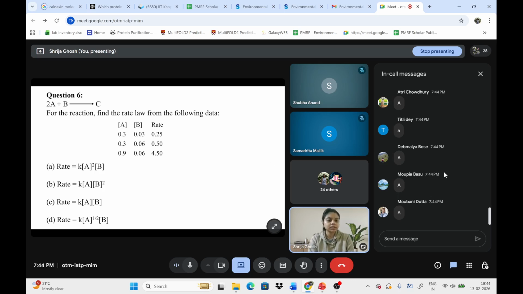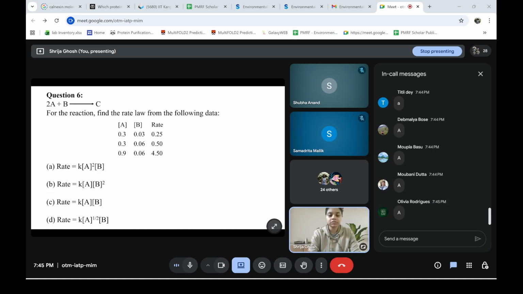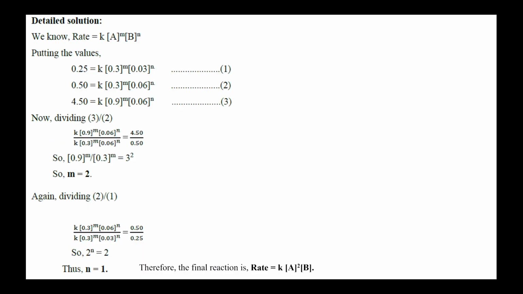So I see most of you have written option A as the correct answer. Let's see if it is the correct answer or not. It is the correct answer, option A. Let's see how to solve this. So I told you the rate is defined as K into concentration of A raised to the power of m multiplied by concentration of B raised to the power of n. So basically what you have to do is find the values of m and n.